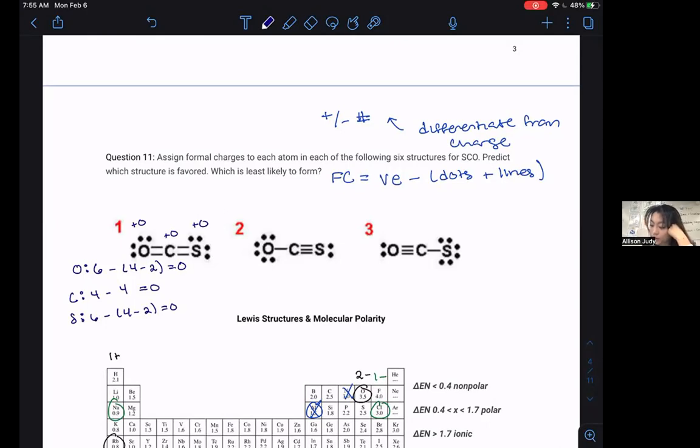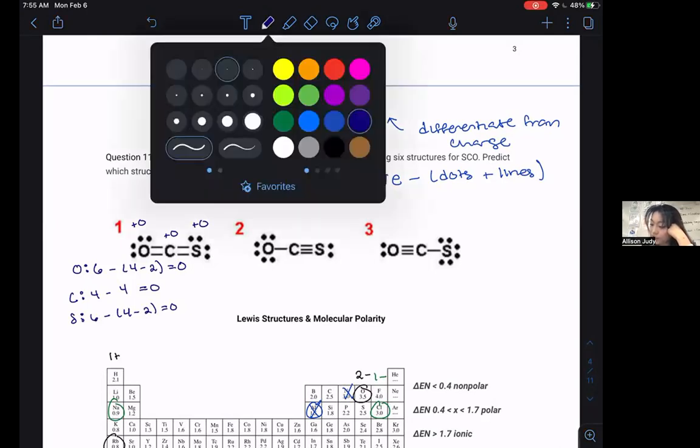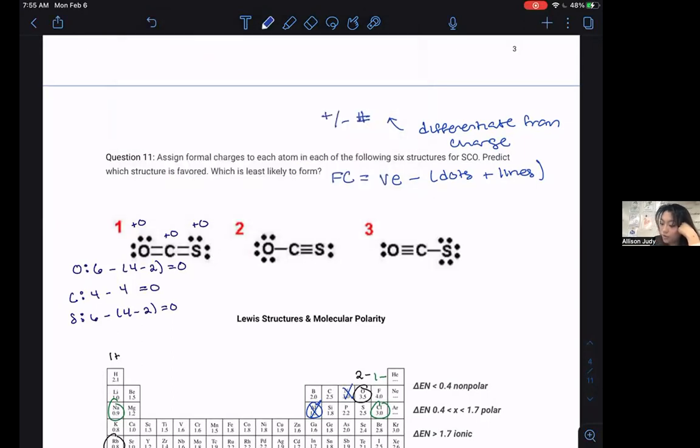Now, if you do numbers 2 and 3 on your own, you're now going to have to make an argument about which one's likely to form. Here's my suggestion for writing up the argument. Remember the rules of formal charge: 1, we always want the sum of the individual atoms' formal charges in a molecule to add up to 0, or the charge of the overall molecule, right?